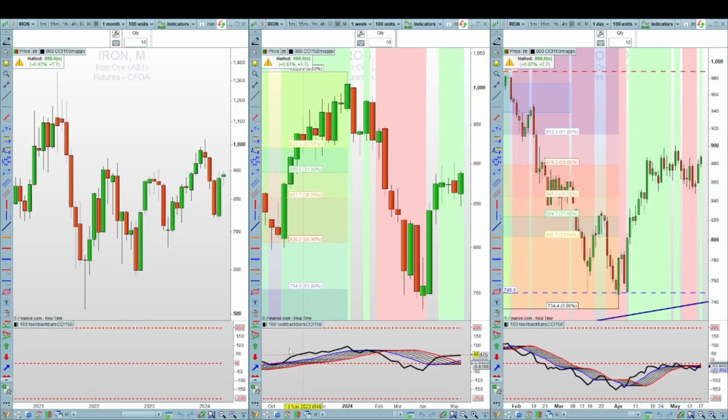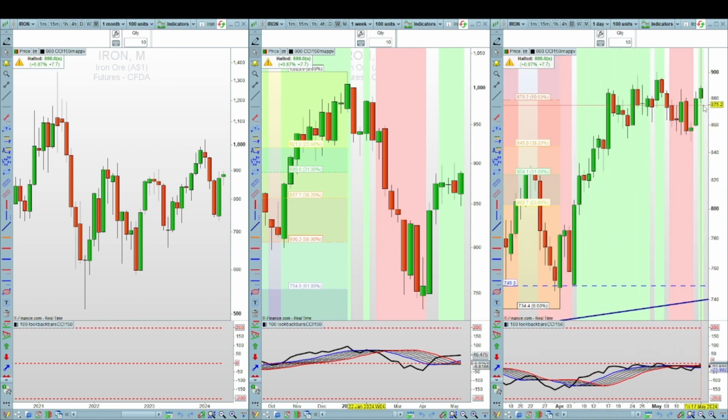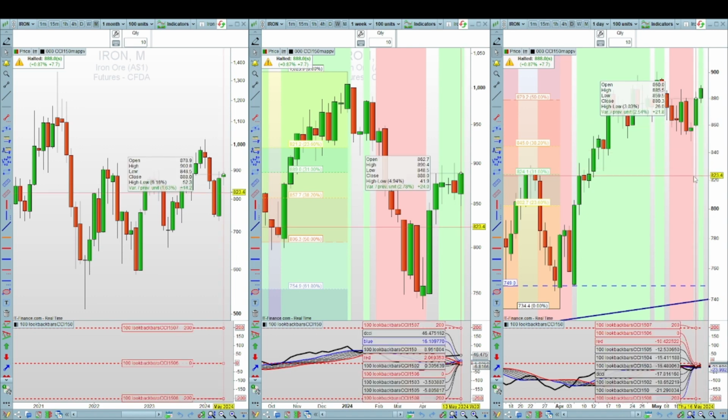Next, we're looking at iron ore. Now, there's no CCI for the monthly, so let's call that neutral. On the weekly, it's bullish. Last few weeks there, you can see the CCI has broken above the moving averages. And on the daily, we had a nice little bull run during that period there. It's broken down and had a fresh breakout above today as well, as of last night of trading.